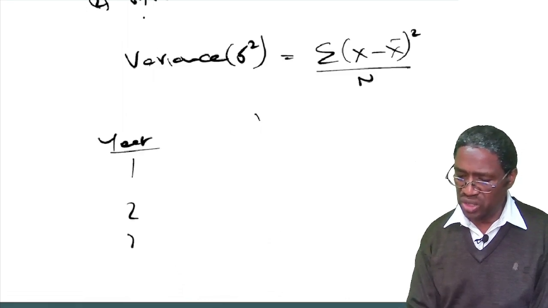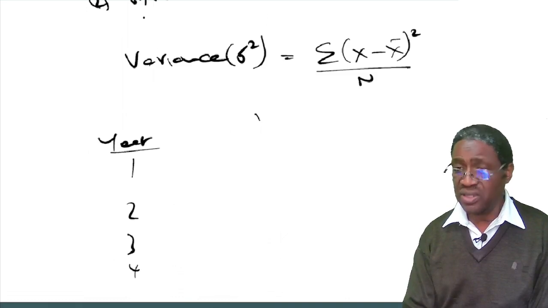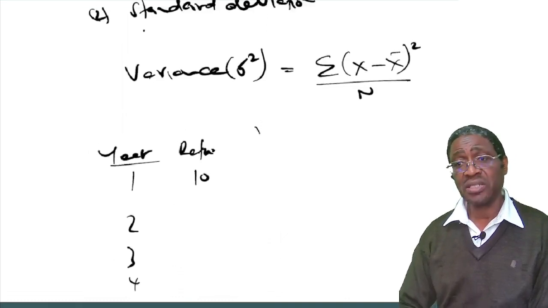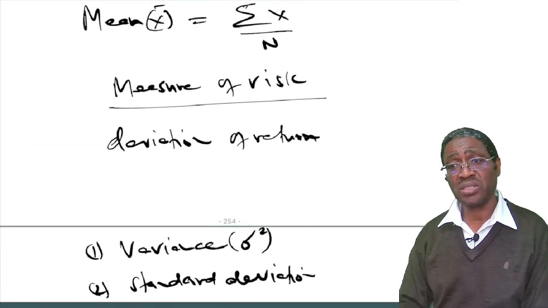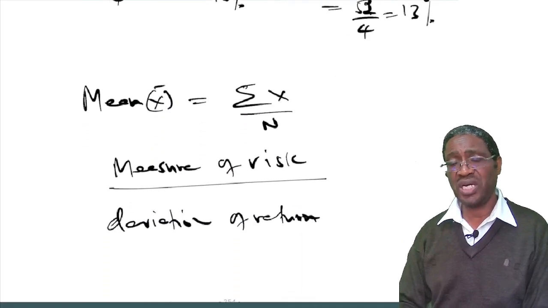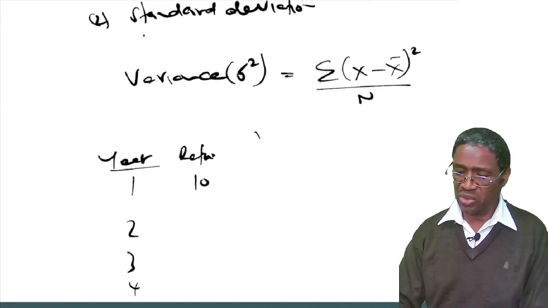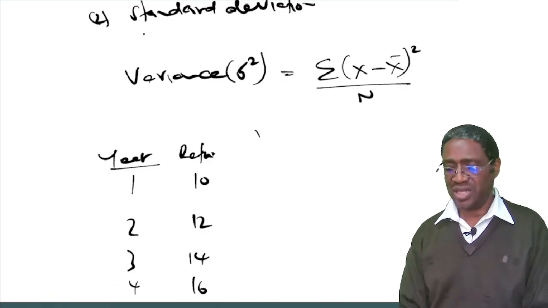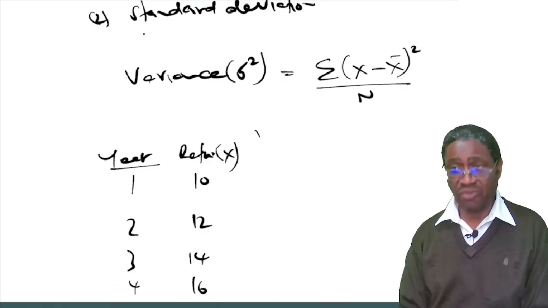Year 1, year 2, year 3, year 4. We have the return is 10%. Second year, the return was what? The returns were 10, 12, 14, and 16. That is our X. Don't forget.